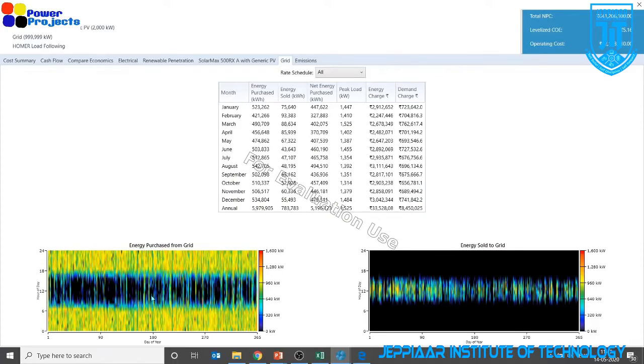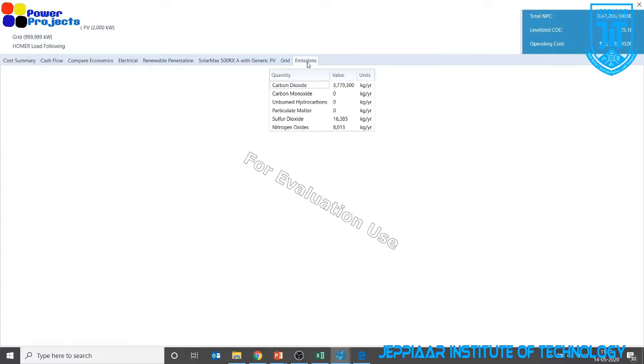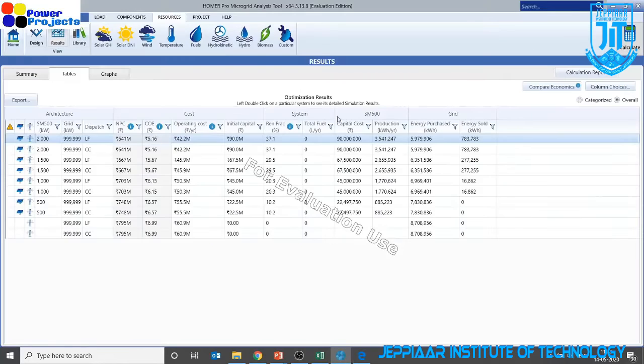And energy purchased from the grid you can see, and energy sold to the grid you can see. In the daytime, whenever there is excess electricity, you can sell back the electricity to the grid, right? And if it is carbon emissions, you can see what is the carbon dioxide emission. That is assuming that the energy which you are receiving from the grid is generated from other sources, right? So now I have reviewed the results for about 2000 kilowatt. The same thing will be applicable for 500 kilowatt also.